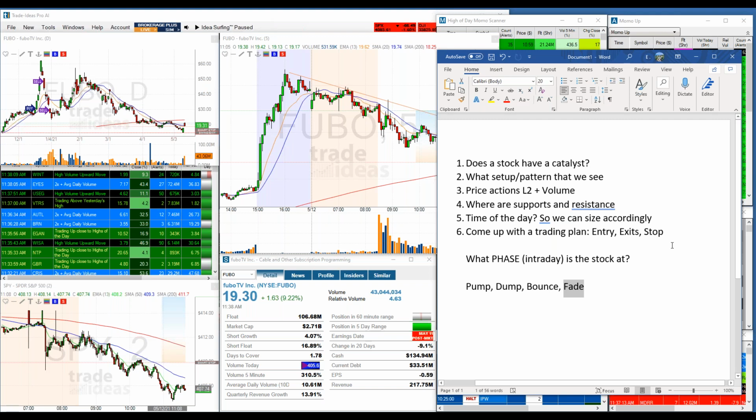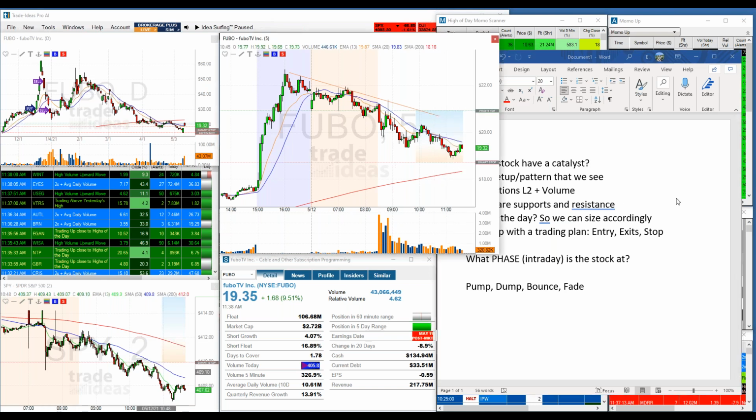And where could I enter and where can I exit based on these support, resistance, and pattern setup? Now, is the stock going to go the way that I plan? No, not necessarily.